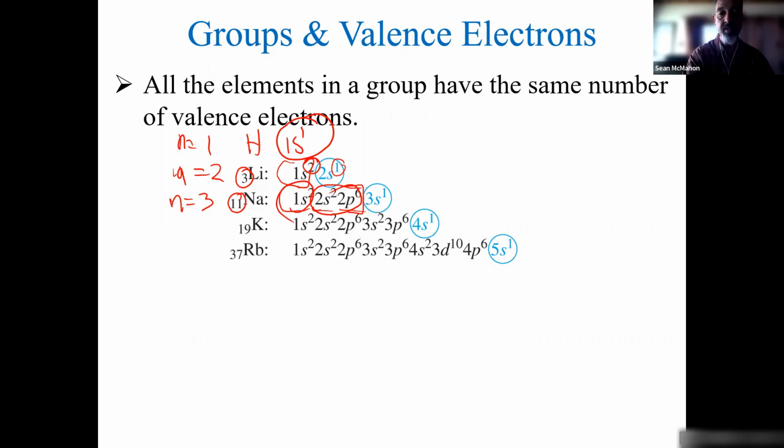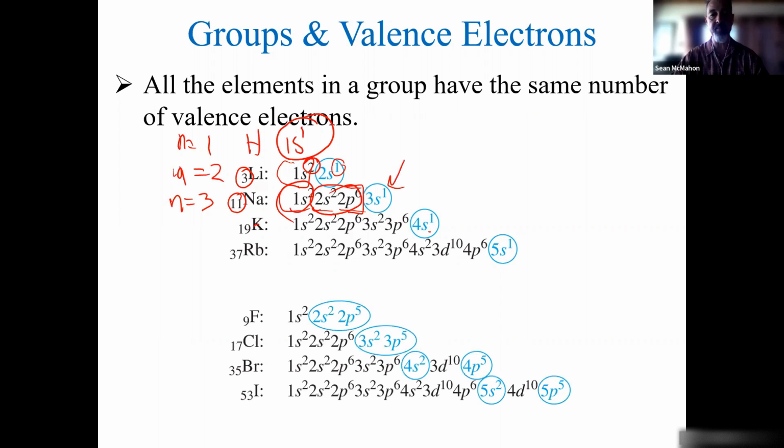But sodium is in group 1A because its 11th electron goes into the third energy level in the S block in the first position. Potassium, 4th energy level, S block first position. Rubidium, 5th energy level, S block first position. All of these are in group 1A. They're all alkali metals because they have the same number of valence electrons.